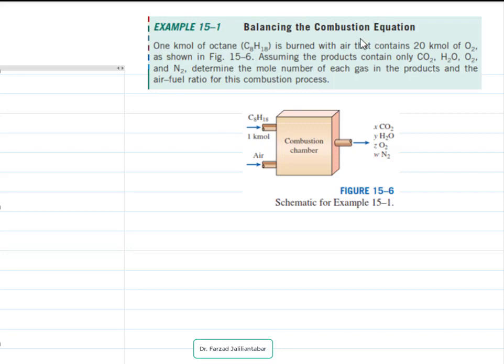How to balance the combustion equation for octane as a fuel, which is reacted with air containing 20 kilomole of oxygen. And the products are CO2, H2O, O2, and nitrogen. We know the moles of the octane and also the air, but we don't know the moles of CO2, H2O, O2, and N2. Okay, first let's start with our assumptions.